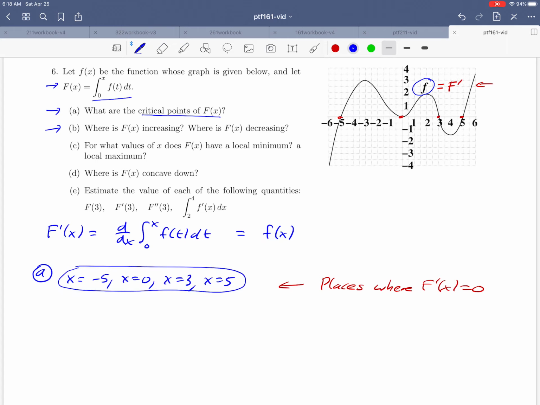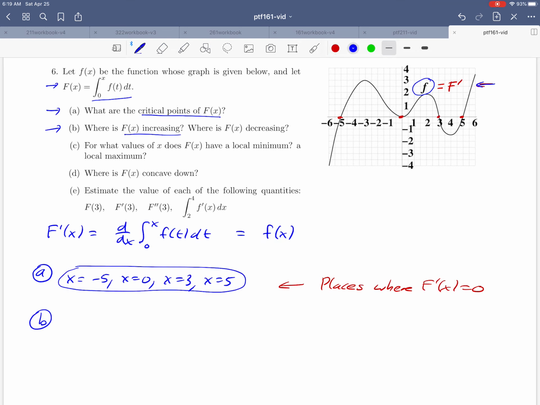So this is asking us where capital F is increasing and decreasing. Okay, and again, I remind you that when we answer the increasing part, remember this is asking us about capital F, not little f. Okay, so we have to remember that the graph that we're given up here is not the graph of capital F, it's the graph of its derivative. Okay, so how can we look at the graph of the derivative and tell where the original function is increasing?